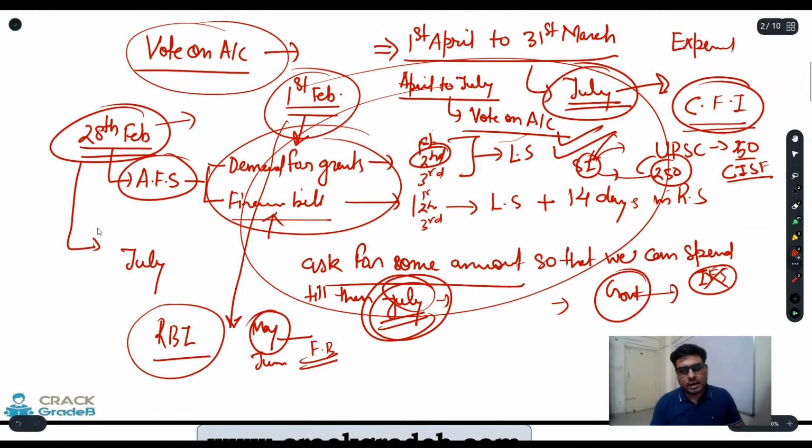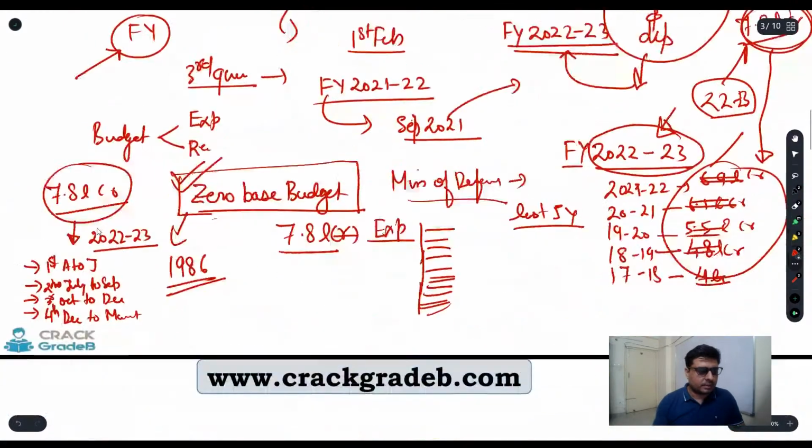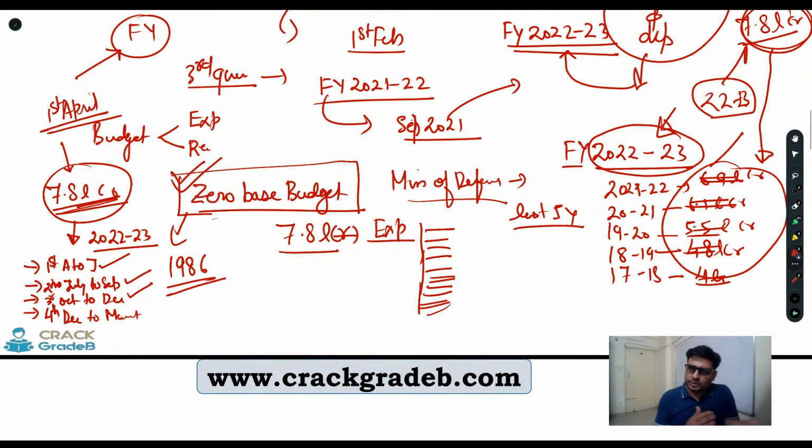So once the demand for grants is passed, that means the Ministry of Defense is allocated 7.8 lakh crores, right? They are allocated 7.8 lakh crores on 1st April, so you will get the 7.8 lakh crores for your ministry. So in the first quarter, second quarter, third quarter, you spend that money, right? But generally what happened, because of this bureaucratic process, right?